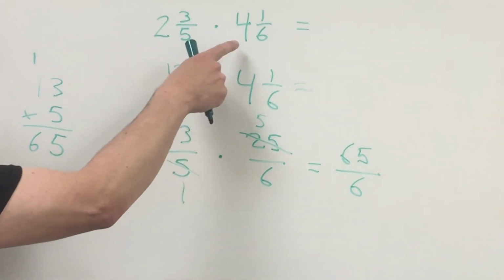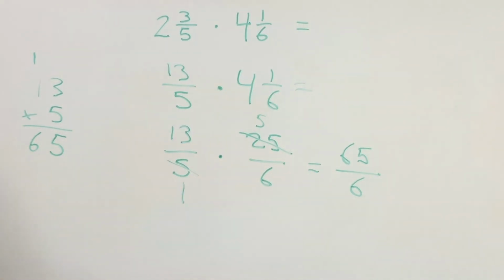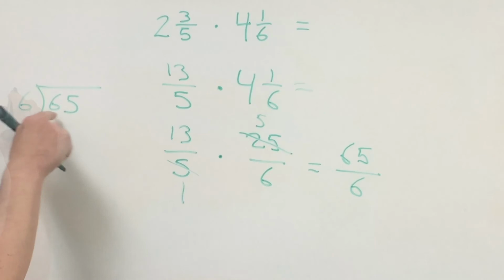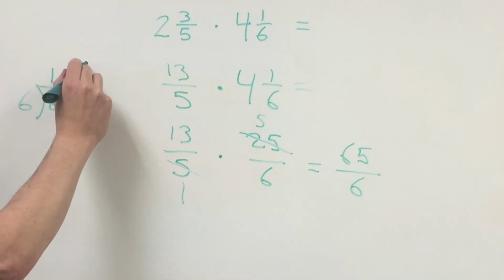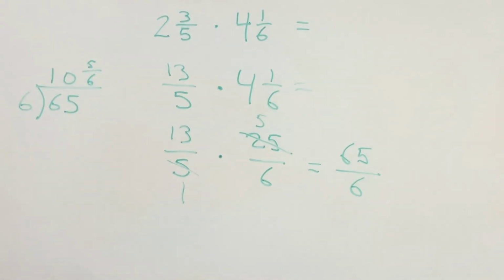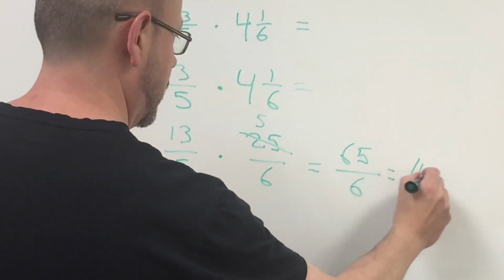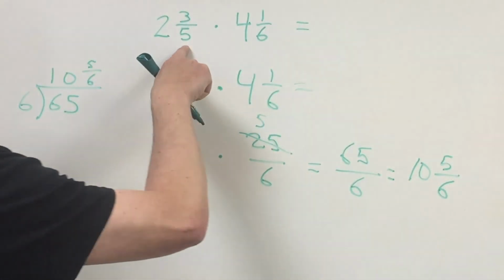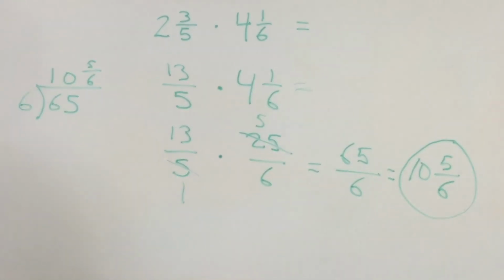So 2 3/5 times 4 1/6 is 65/6. Notice our answer is an improper fraction. So let's reduce it to a mixed number. To do that, let's divide 6 into 65. Well, 6 goes into 65 at least 10 times. And what we get is a remainder of 5/6. So 2 3/5 times 4 1/6 is 10 5/6.